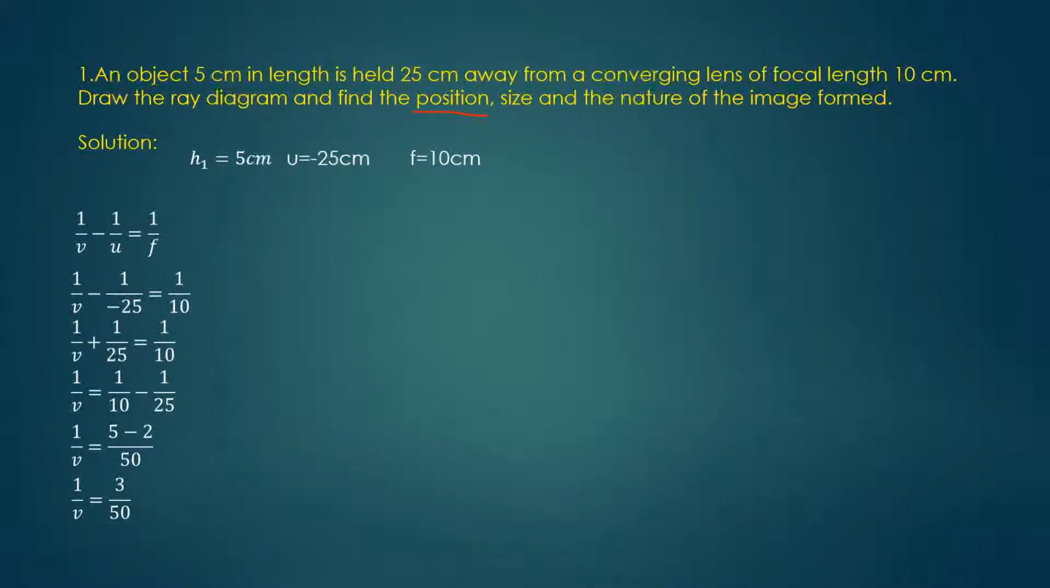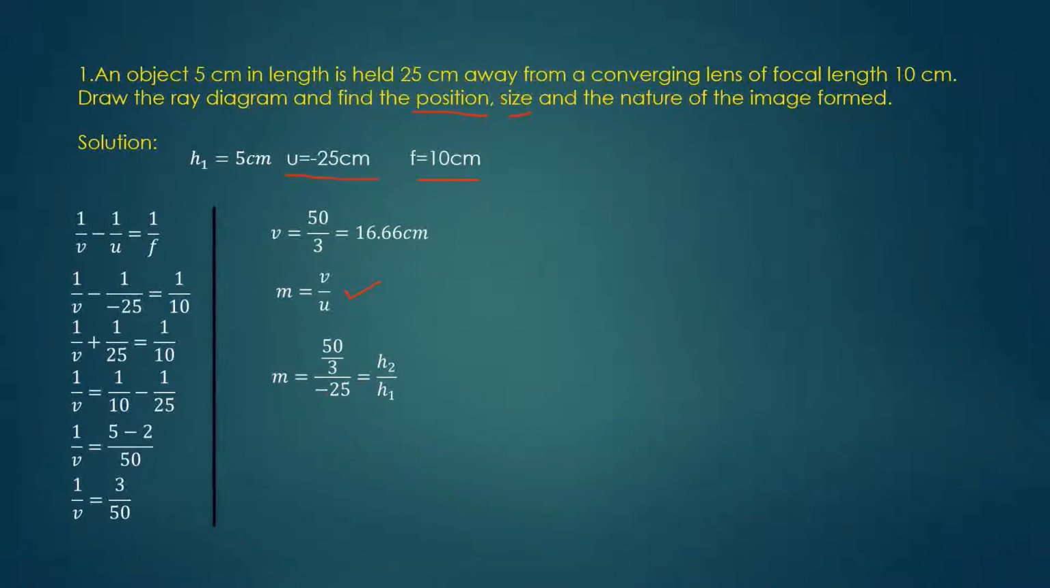Now the lens formula is 1 by V minus 1 by U equal to 1 by F. When we put the value of U and F, then our V will come out to be 50 upon 3, that is 16.66 centimeter. Here V is positive. It means the image will be formed on other side of the lens.